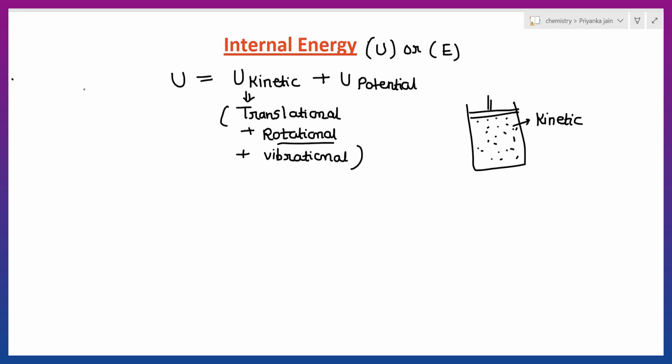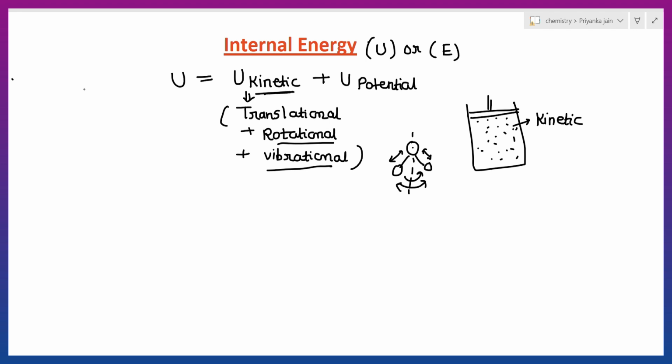Rotational energy means when the molecule rotates around its axis. Suppose this is a molecule and it is moving around its axis, then this is called rotation, and due to this rotation it will have rotational energy. Similarly, this molecule can vibrate, it means its bond length can change in this manner, or it can move like this. So this is vibrating. As a result of these vibrations, it will have the vibrational energy. So in this system, the particles have translational, rotational and vibrational energies, and these make the kinetic energy of the system.